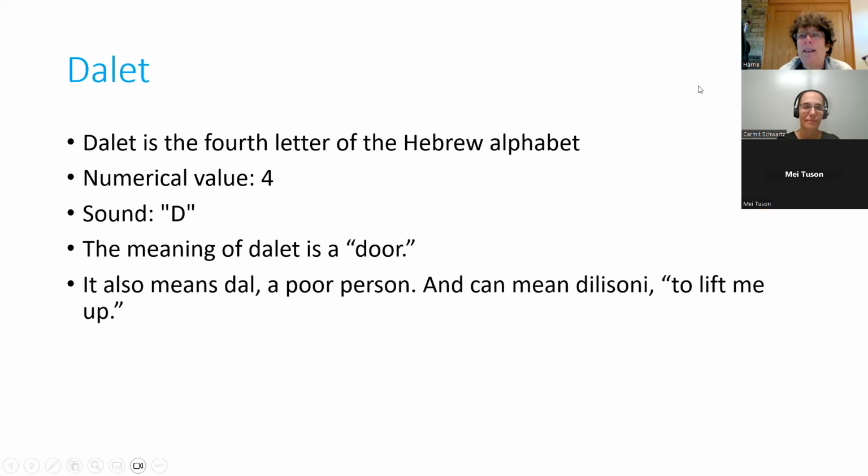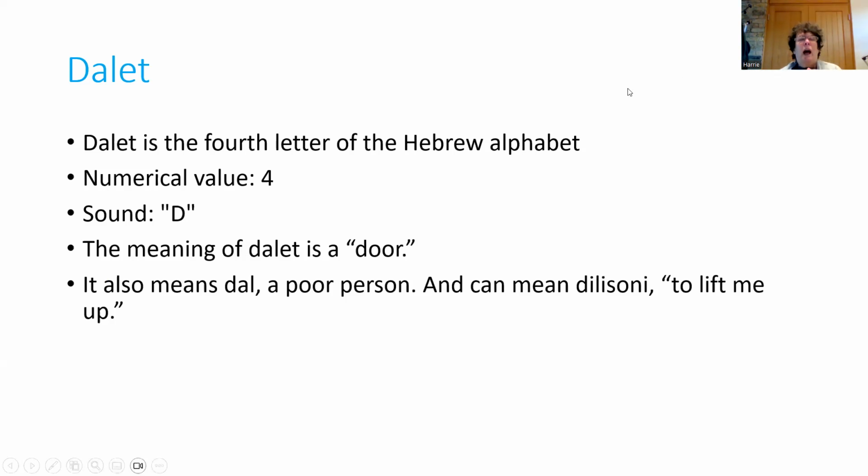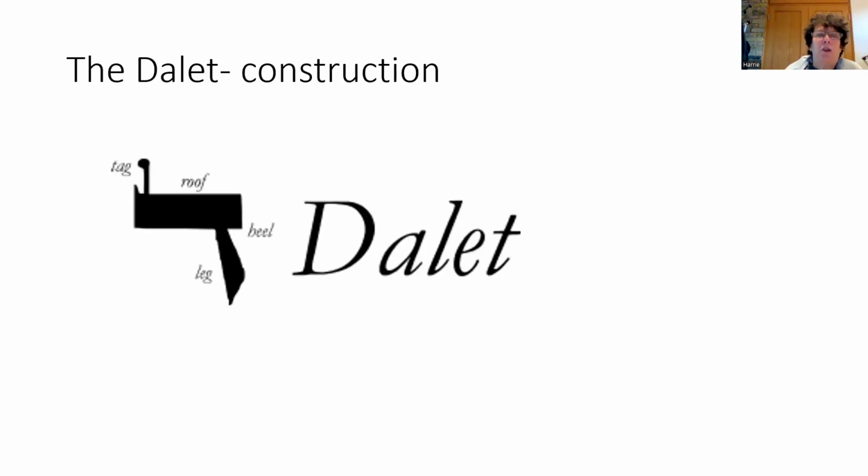So today we're going to look at Dalet, the 4th letter of the Hebrew alphabet. It has a numerical value of 4 and a sound of D. And Dalet, the name for this letter, isn't just D, it's got a name to it, Dalet. And Dalet is a door. The shortened version, Dal, means a poor person, and with different wordplay, because S and T can be interchanged, it can mean to lift up, but it's mainly door that people think about. A little bit about poor person, which I'll mention.